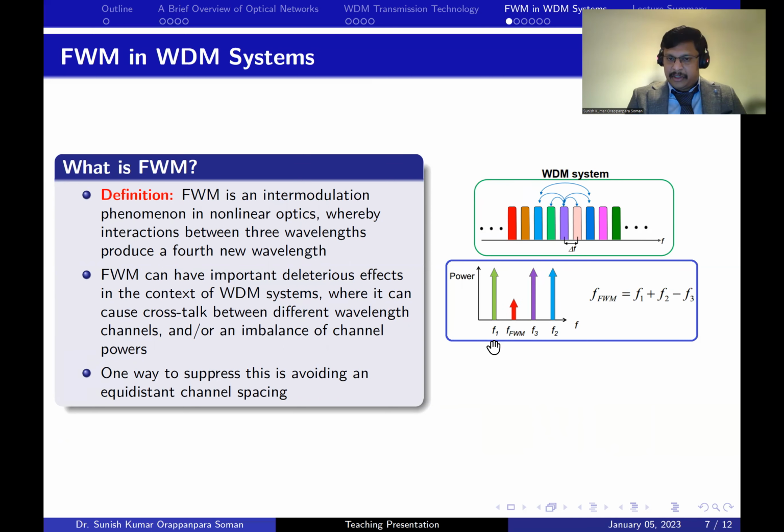The bottom figure clearly shows how the 3 frequencies F1, F2, and F3 interact nonlinearly based on a phase matching condition, F1 plus F2 minus F3. At that frequency, it will generate a 4th wave. That is the four-wave mixing problem in optical networks. One way to suppress this is avoiding equidistant channel spacing. If you can have a variable channel spacing between the WDM channels, we can reduce the effect of FWM up to some level, but still we cannot completely avoid the effect of four-wave mixing.